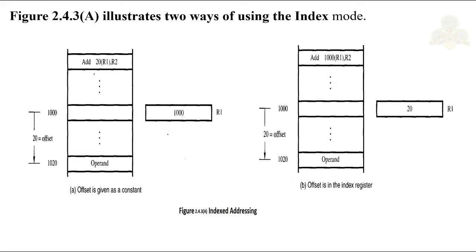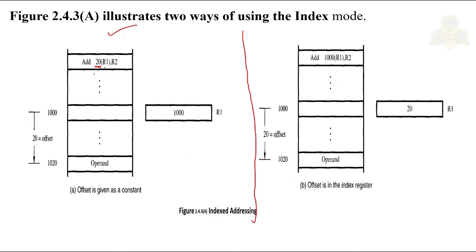Now we will see the two ways to represent this addressing mode, the index addressing mode. One way is where the offset is given as a constant. These are two different ways. First we will check this one. If you have an instruction ADD 20(R1), R2, what does this specify? This is an offset, and this offset is given as a constant here.